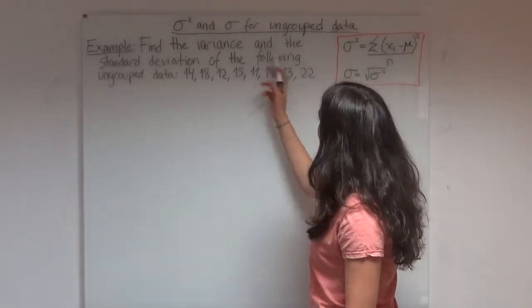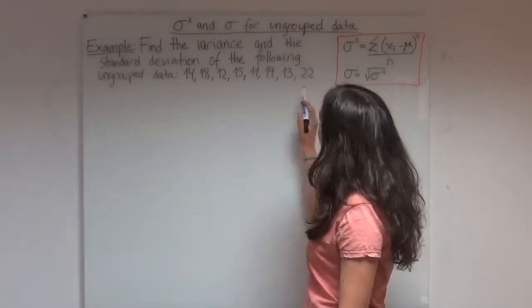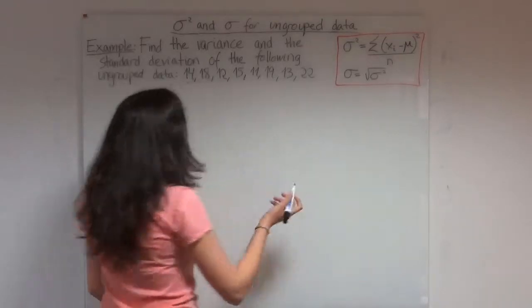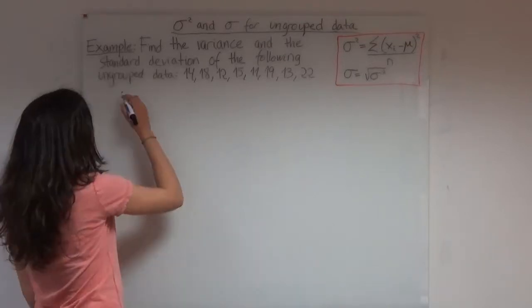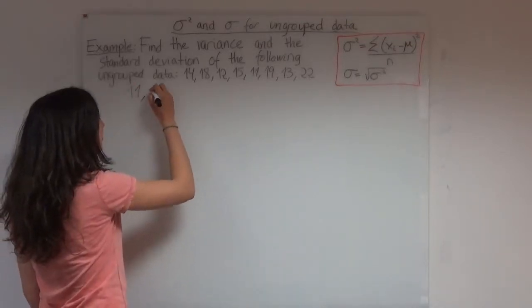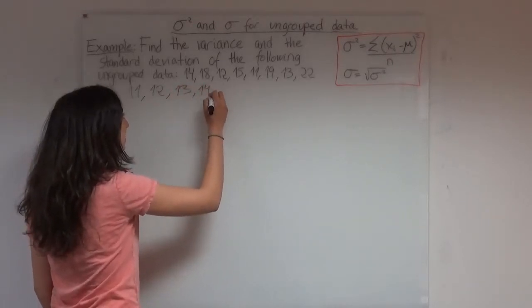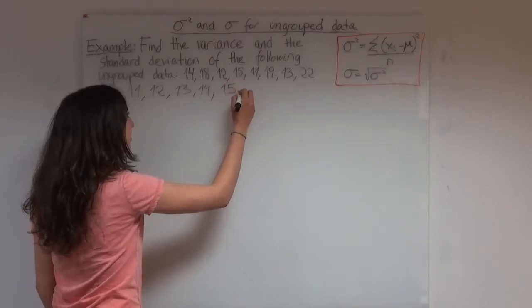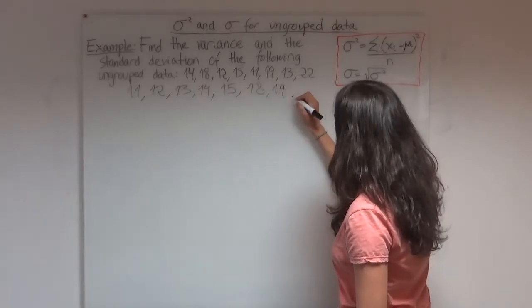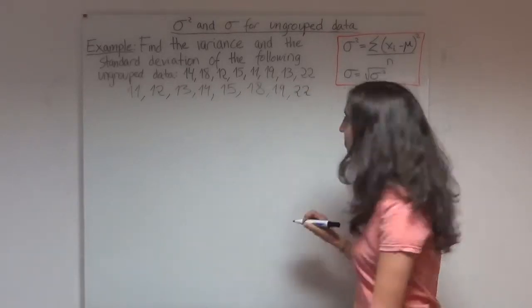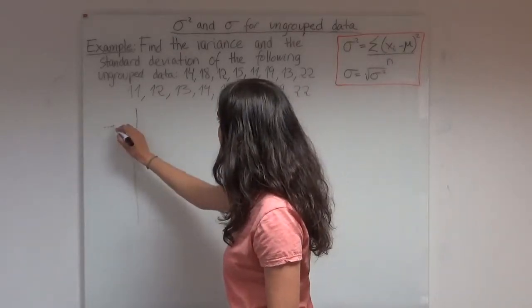So we have to find the value of the variance and the standard deviation, and the first step is to rearrange these values in ascending order. So we know that the lowest value is 11 and the highest is 22, so it's going to be 11, 12, 13, 14, 15, 18, 19, and finally 22.